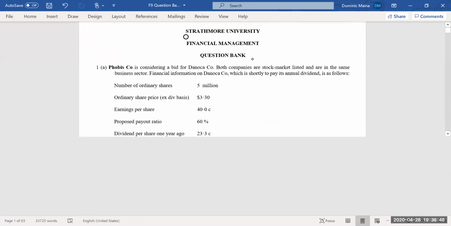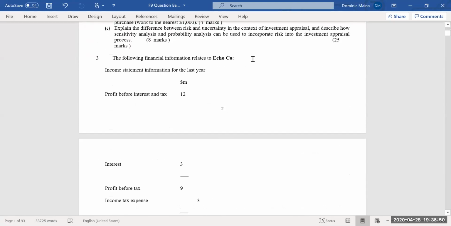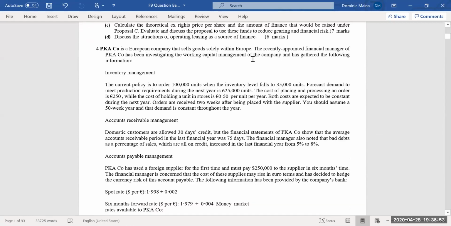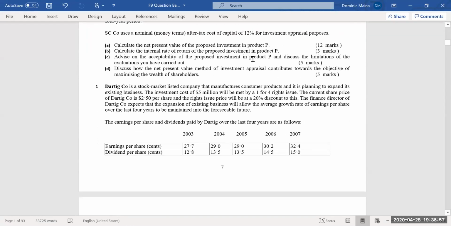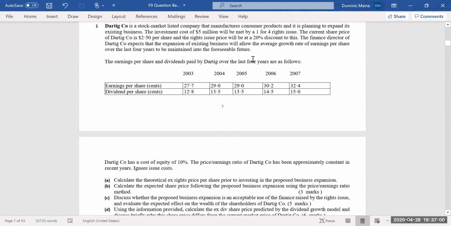So the Datic company question, page 7. That should be a good question for us. Go through it, then attempt to answer part A, part B, and part C. Take 2 minutes to go through the question.